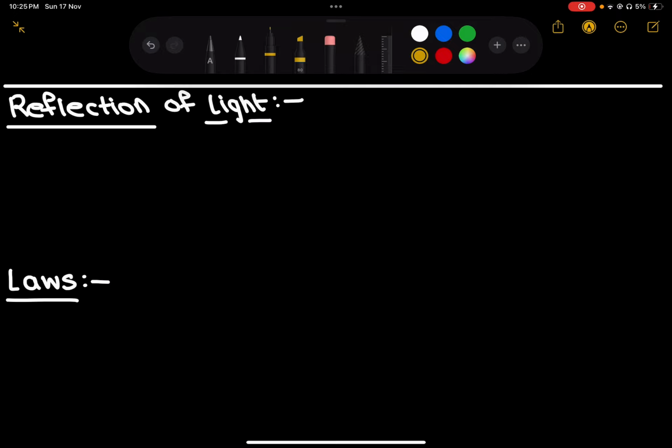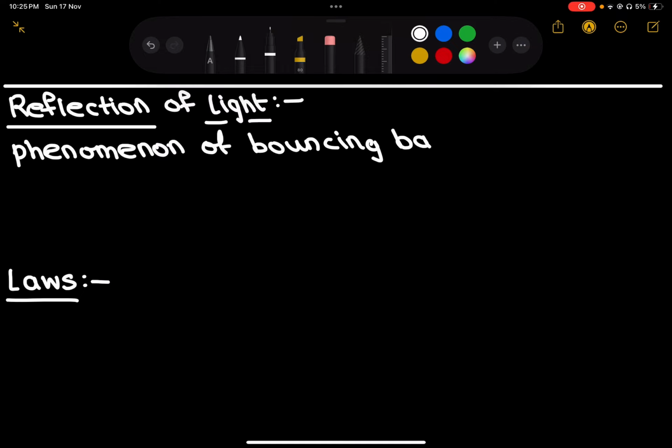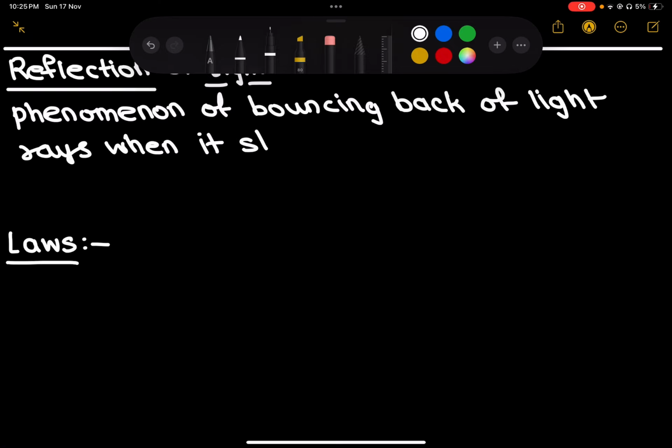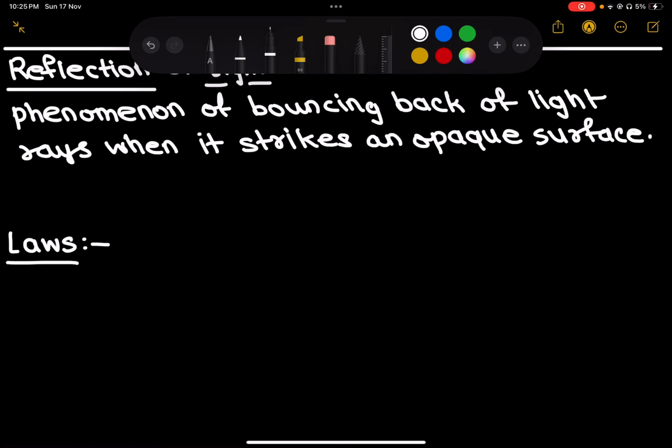Reflection of light: phenomenon of bouncing back of light rays when it strikes an opaque surface. So this is basically the most literal definition of reflection of light. Simple. Now we'll move on to the laws.